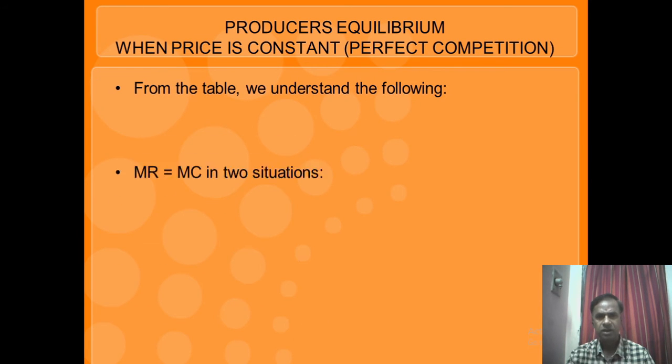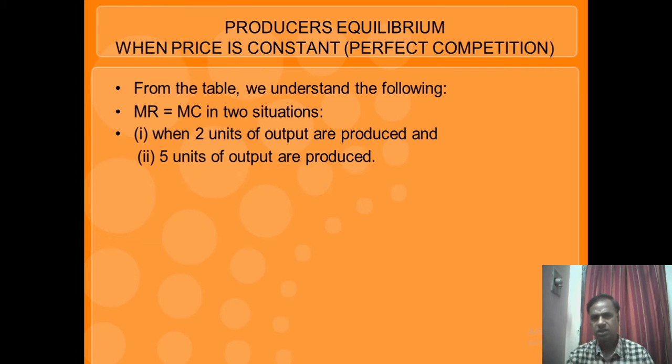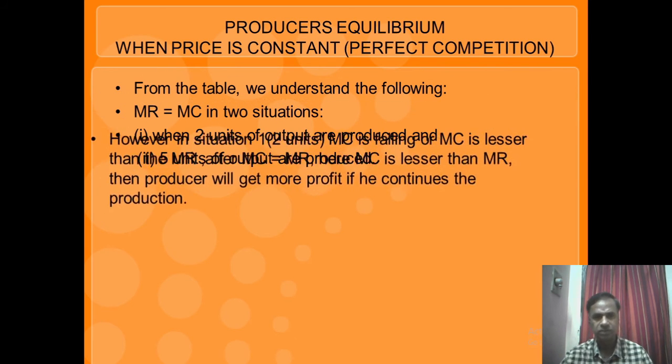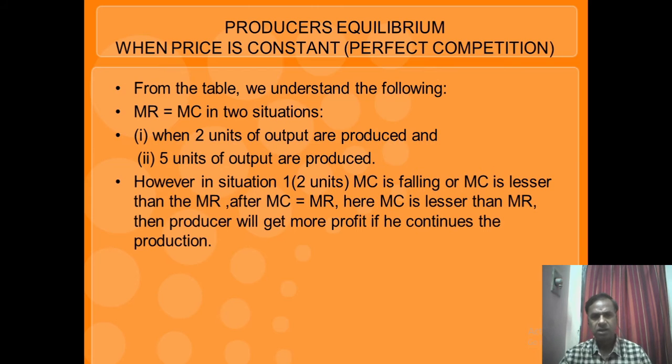Next, this is what we studied in the table. That is MR is equal to MC in 2 situations, 2 units of output and 5 units of output. But in the situation of 2 units of output, MC is falling. MC is lesser than MR, I told you, no? Cost is lesser than revenue. Revenue is more than costs. If they continue the production, they will get more profit. No rational producer will stop the production there. They will continue the production.